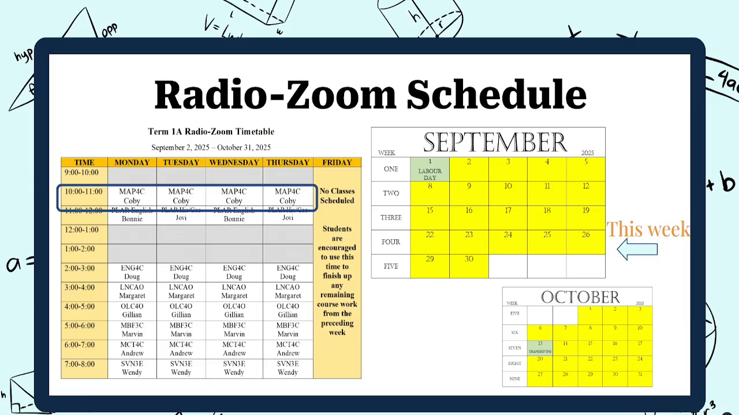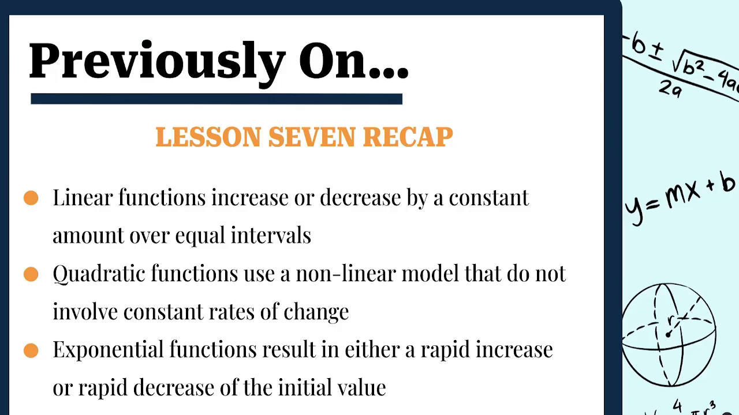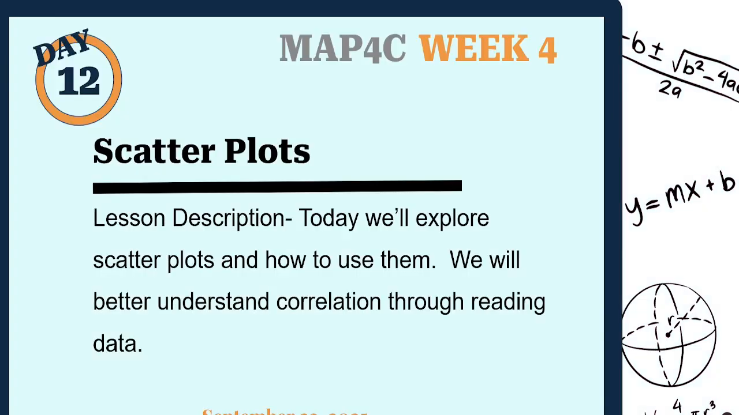In the last 3 weeks, we have completed lessons 1 to 7. We finished lesson 7 yesterday, which was a 3-part lesson. It was quite extensive in looking at all of the different functions, our models, mathematical models. We are now switching gears and looking at lesson 8, which covers scatter plots. We are going to be exploring scatter plots and how to use them. We will better understand correlation through reading data.